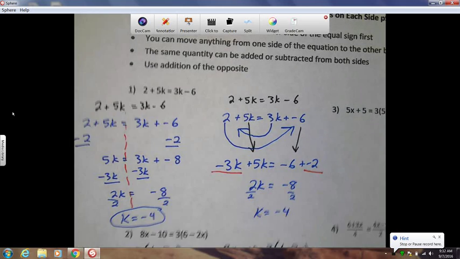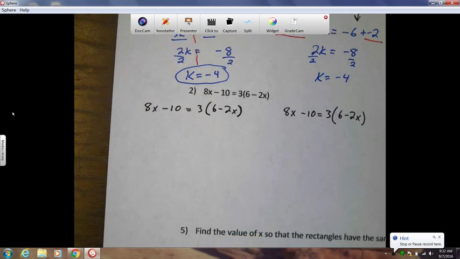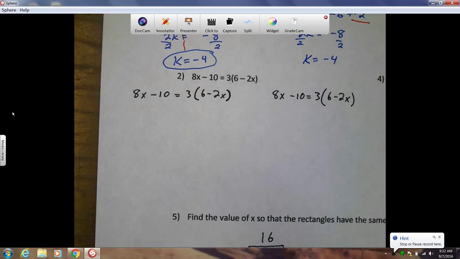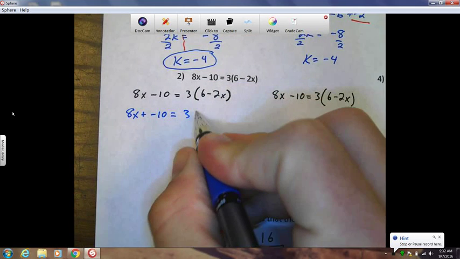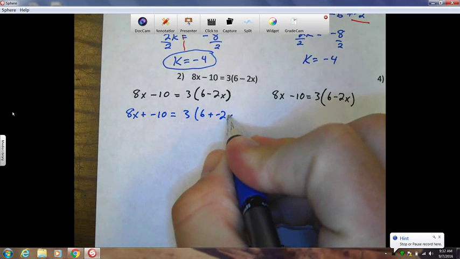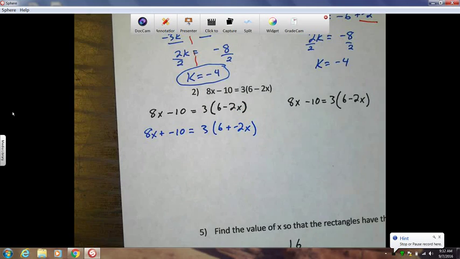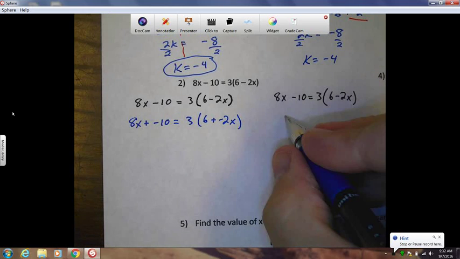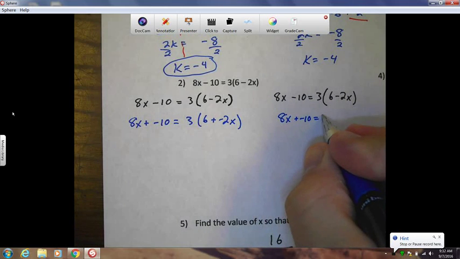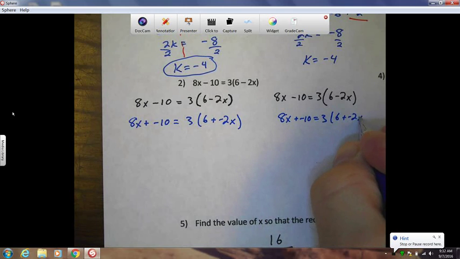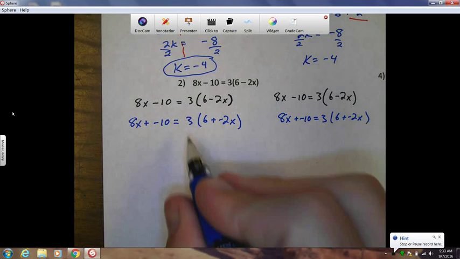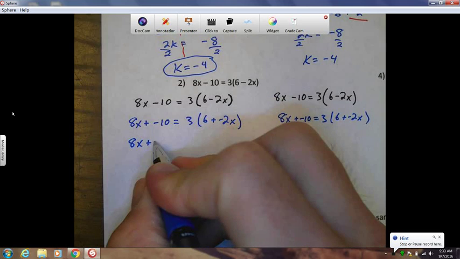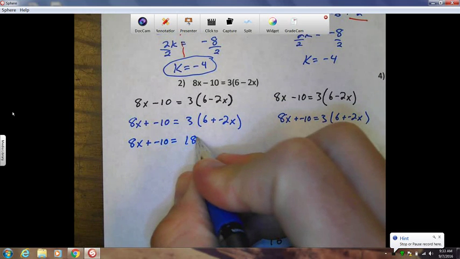Okay, number 2. First thing I'm going to do is addition of the opposite. Alright, so you do that to make sure you're not confused on what's a positive and what's a negative. Now I need to simplify as much as I can on both sides of the equal sign. So here I can do the distributive property. So it's 18 plus a -6x.